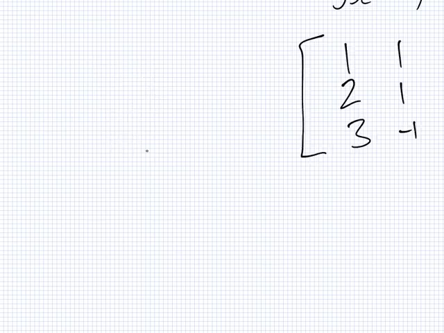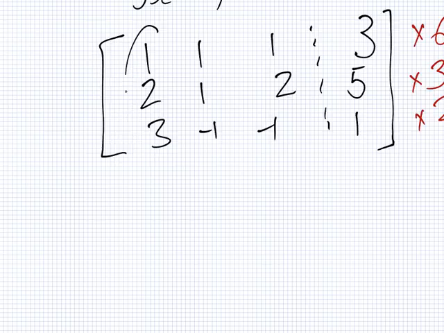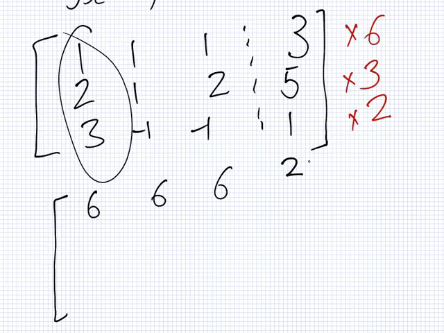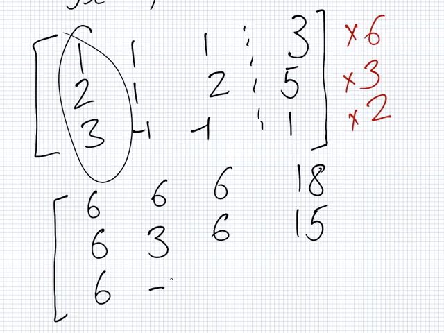The way you deal with this is you start first with this column. You try and get your zeros there. Then you move to the next column and try to get the zeros there, and then the next column. You'll see how I can get the zeros, because this becomes 6, 6, 6, 18, and this will be 6, 3, 6, 15, and this will be 6, minus 2, minus 2, 2.